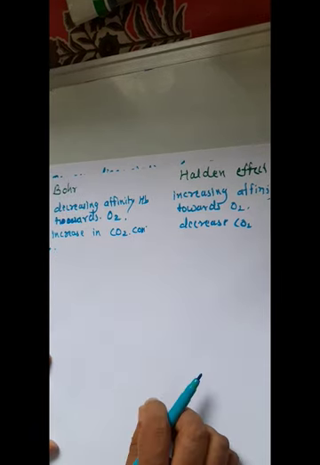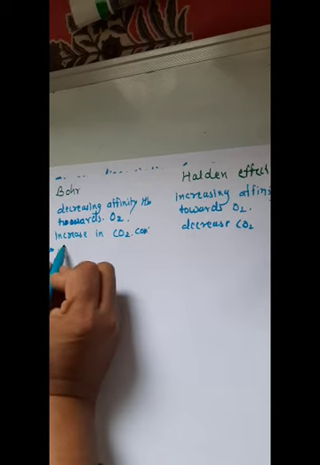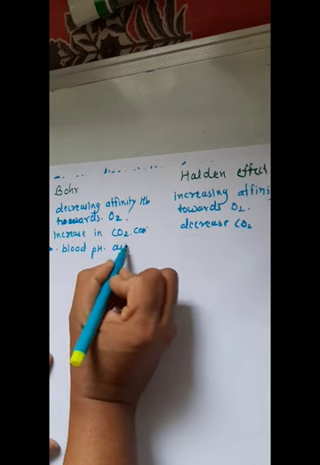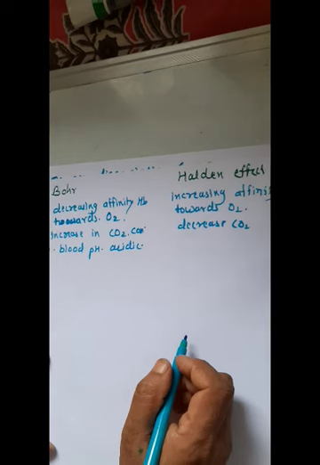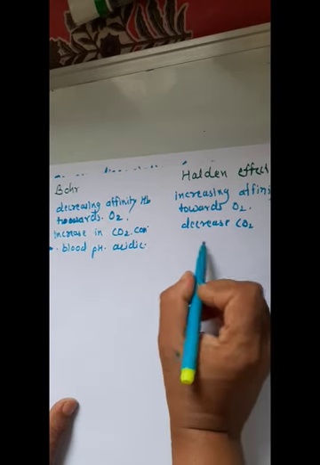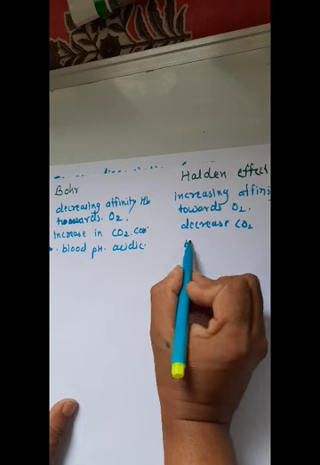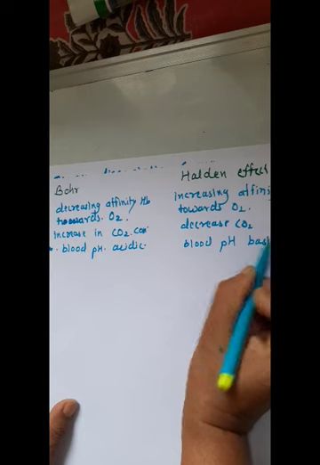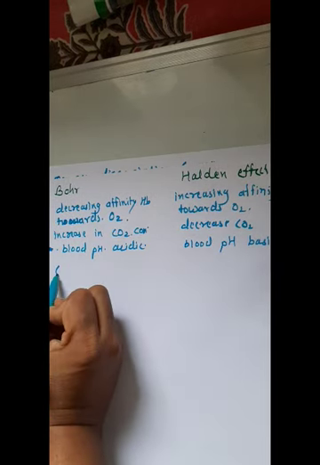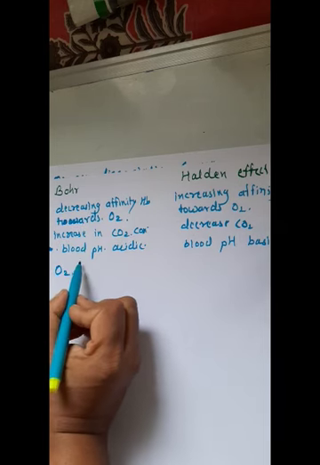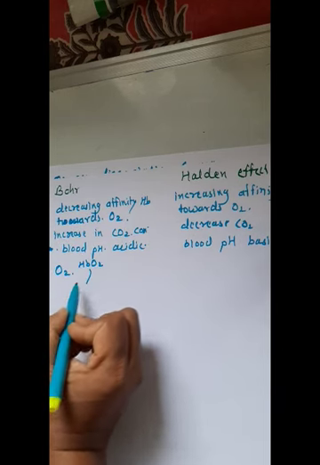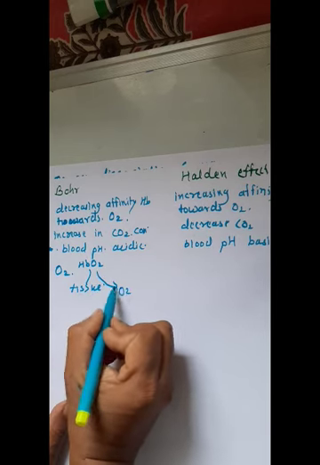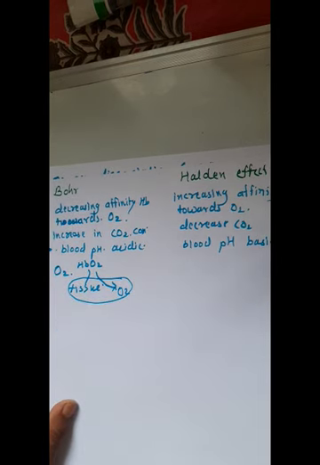Due to that, when the CO2 concentration increases, the pH of the blood becomes acidic. And when the CO2 concentration decreases and the O2 concentration increases, the pH of blood becomes basic. And that's why the oxygen which combines as HbO2, when it enters at a tissue level, this oxygen molecule gets dissociated and the O2 releases into the tissue.